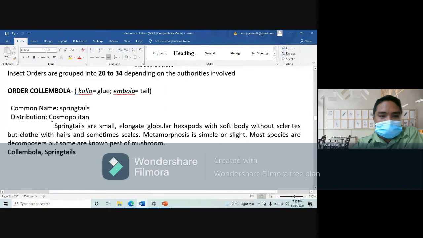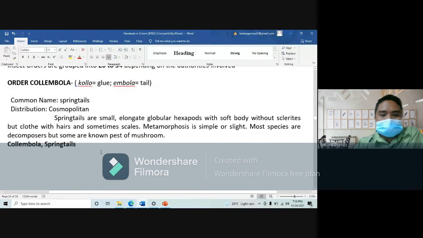Distribution is cosmopolitan, an area where these insects are most likely located. Springtails are small, elongate, globular hexapods with a soft body without sclerites, but clothed with hairs and sometimes scales. Metamorphosis is slight. Most species are decomposers, but some are known pests of mushrooms. An example of Collembola is springtails.